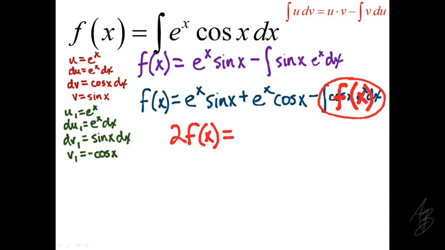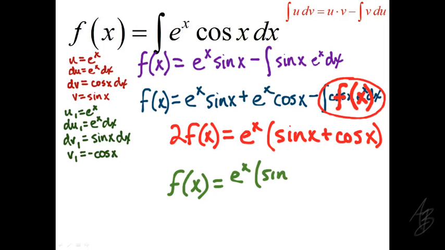And so now if we want to figure out what f of x is equal to, we can add f of x to both sides, and we get 2 times f of x is equal to, and I just factored out the e to the x here, so that's equal to e to the x times the quantity of sine of x plus cosine of x. And to evaluate f of x now, it's just a matter of dividing by 2, and we get this. So even though we used integration by parts twice and we didn't get a simpler integral, we actually got back to the integral we started with, and we were able to use that to evaluate the integral.